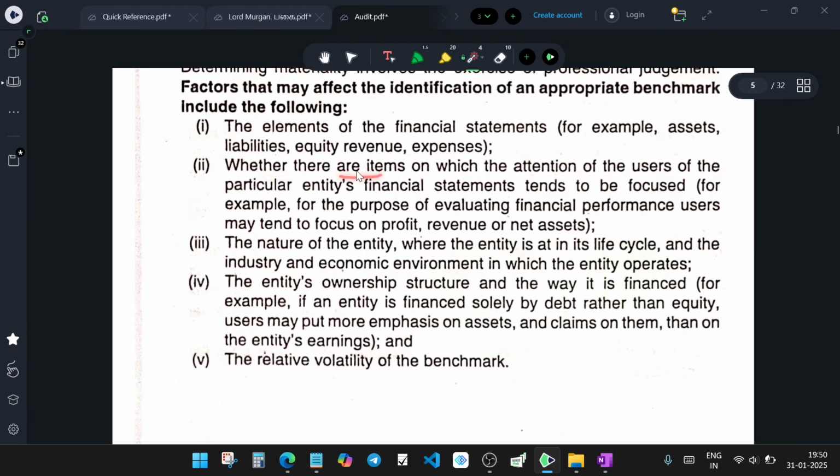Whether there are any items on which the attention of the users of the particular entity's financial statement tends to be focused. Anything to be specially focused on, for example, the purpose of evaluating financial performance, which will lead users to focus on profit, revenue, or net assets. So we may be able to focus on that too.